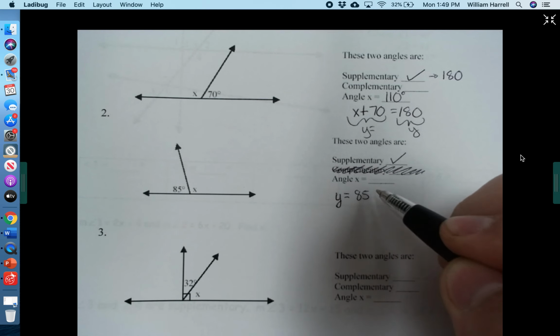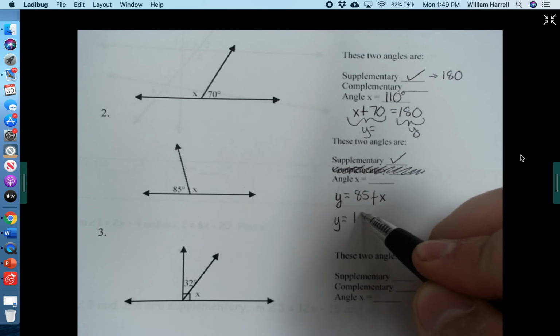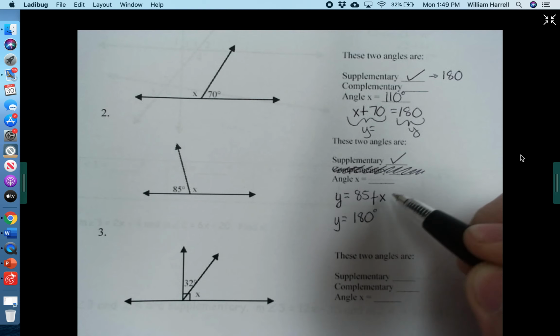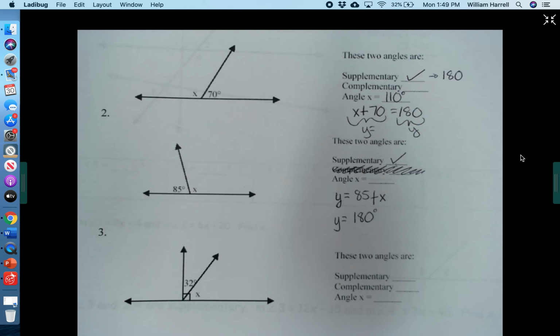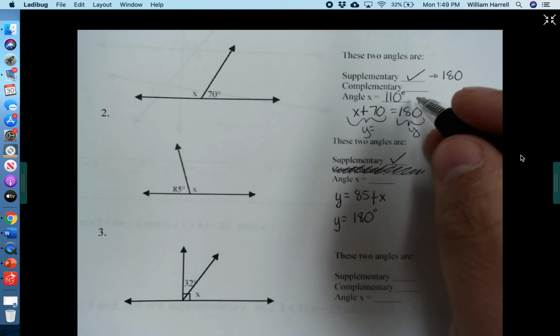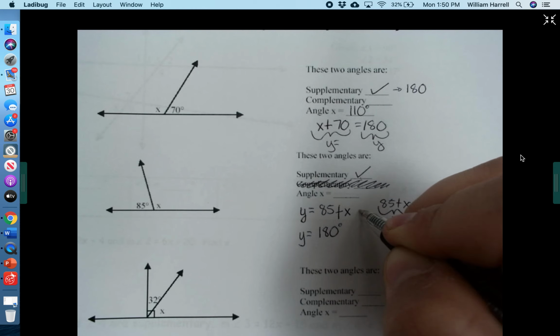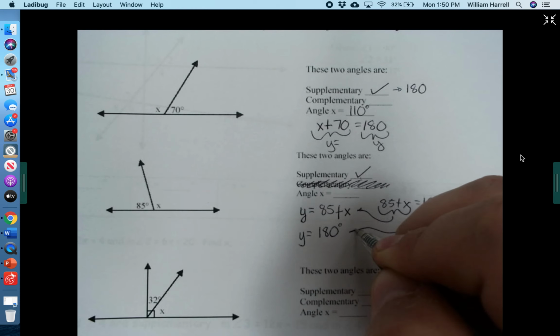85 plus x. Your other equation should be 180 degrees. Again, this being because they're supplementary. Again, this plus this equals, or if we were doing it like up here, 85 plus x equals 180, where 85 plus x is there, 180 is there.